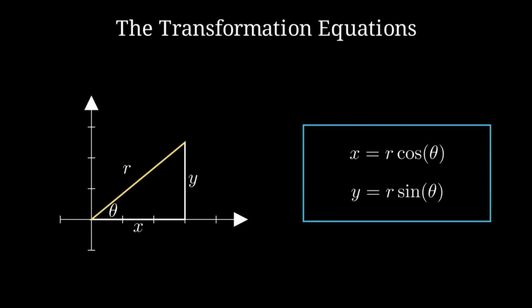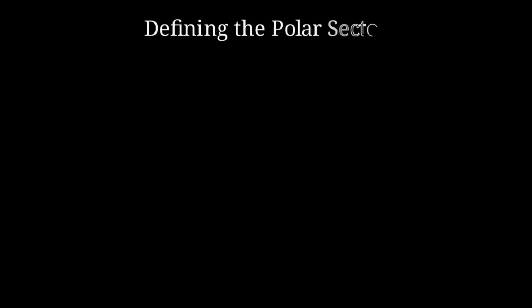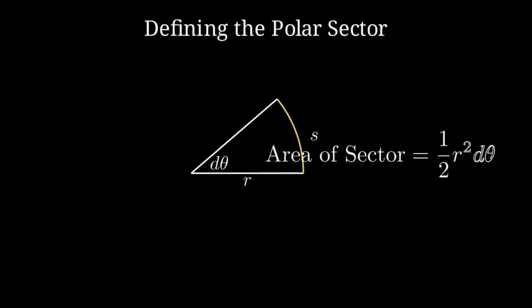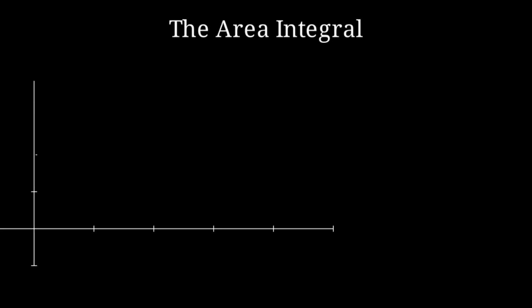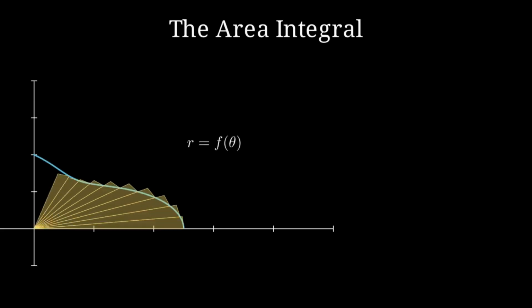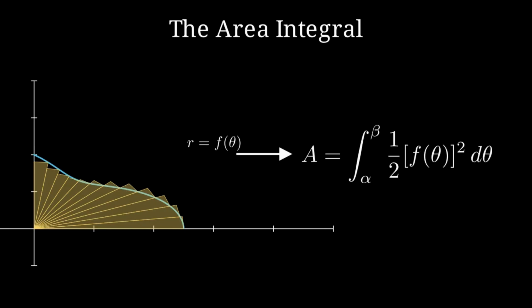in calculus. The building block of polar area is the sector of a circle. Unlike rectangular area, which uses width times height, a polar sector's area is proportional to the square of the radius and the infinitesimal change in the angle. By summing up an infinite number of these tiny sectors between two angles, alpha and beta, we arrive at the definite integral for polar area. This formula allows us to calculate the space enclosed by any continuous polar function.